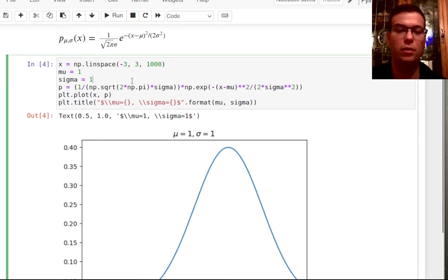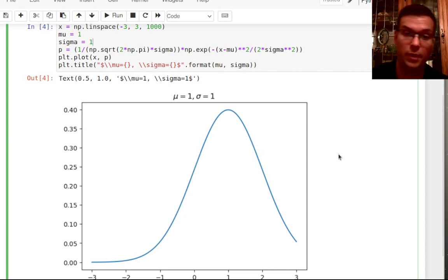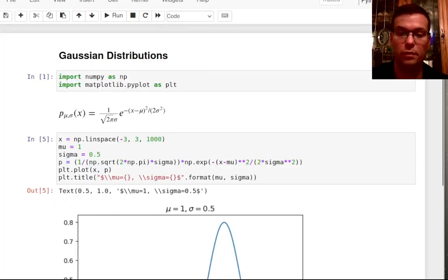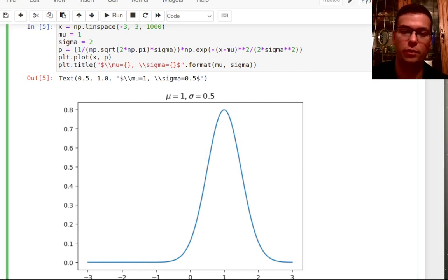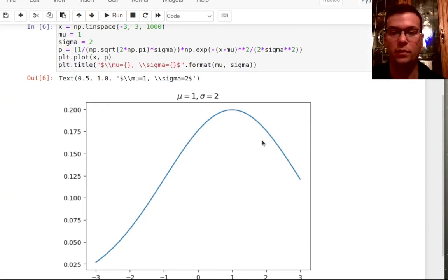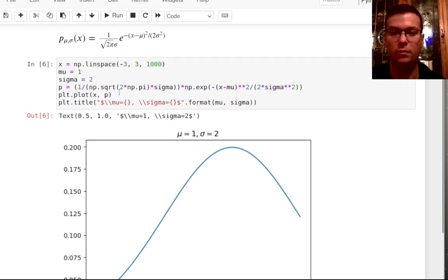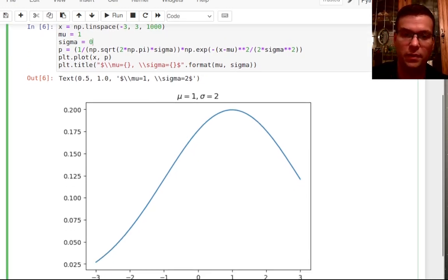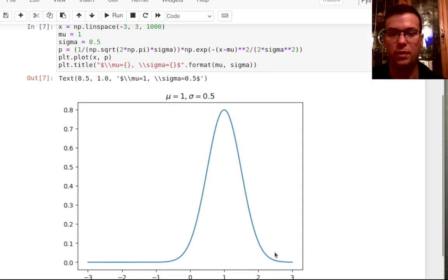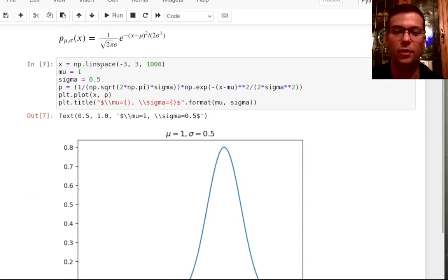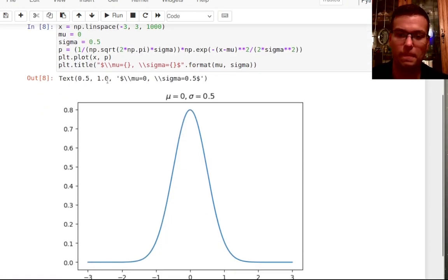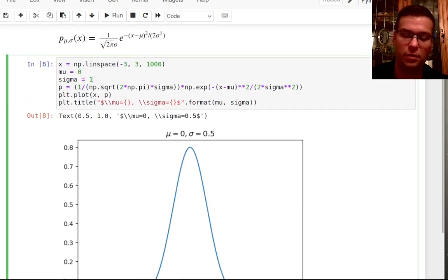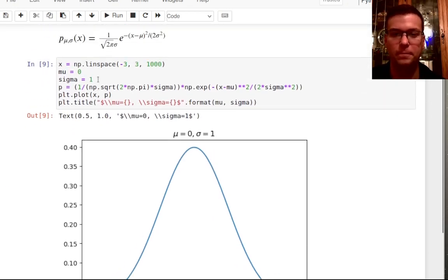How quickly we fall off is determined by the standard deviation. If I make this smaller, then we fall off more quickly. If I make this larger, then we fall off more slowly. That means it's more likely to see a 3 with a larger standard deviation than with a smaller standard deviation. Okay, let me move the mean back to the origin and make the standard deviation 1 again.